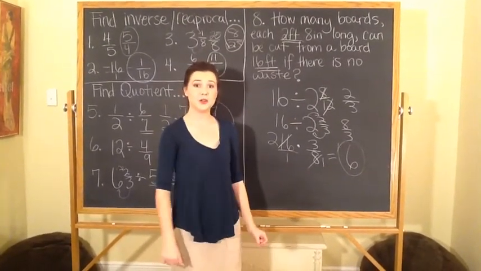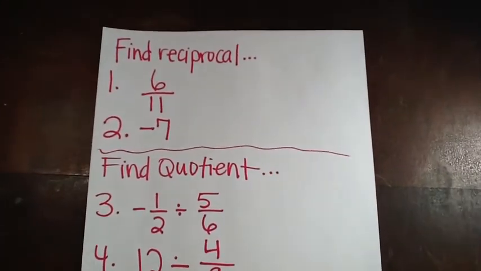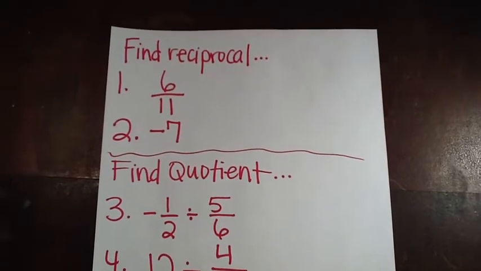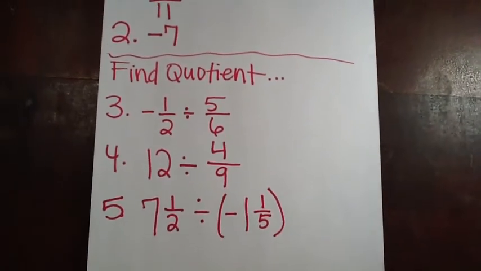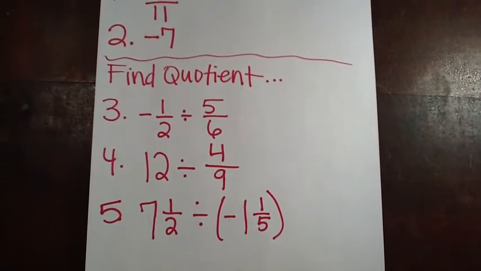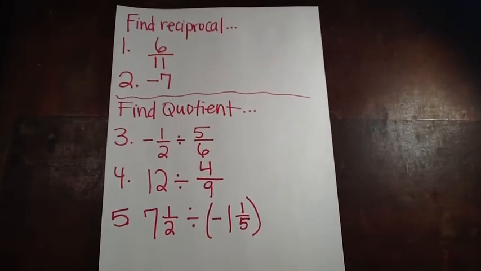Let's go ahead and do some on your own questions. Alright, you have 5 problems to do for me. The first 2 problems, just go ahead and find the reciprocal, or you can also call it the inverse. For the last 3, go ahead and find the quotient, so flip and multiply. Alright, we'll see what you got back tomorrow.